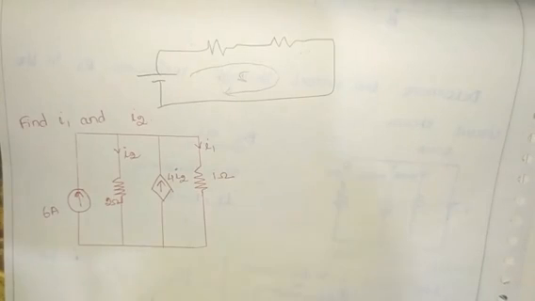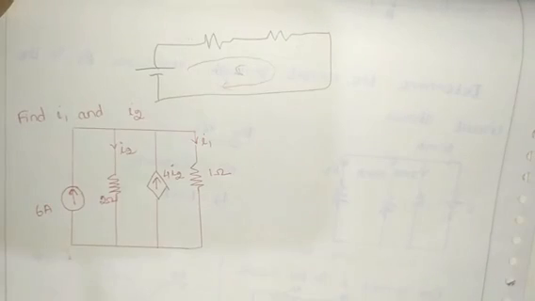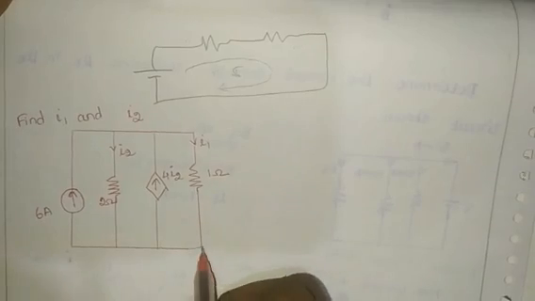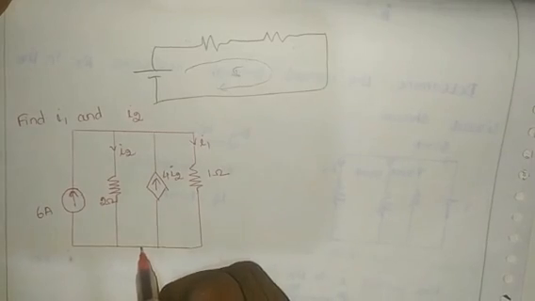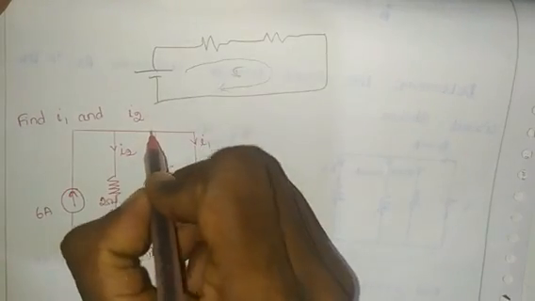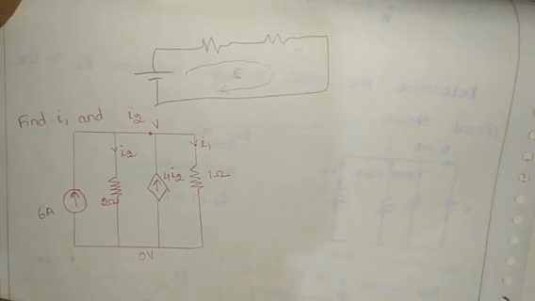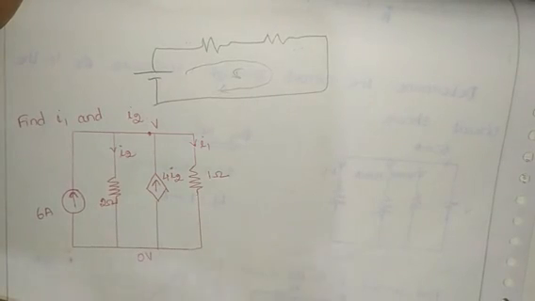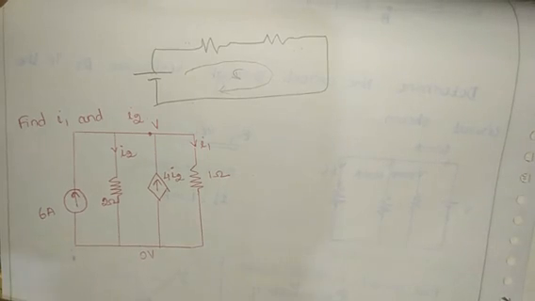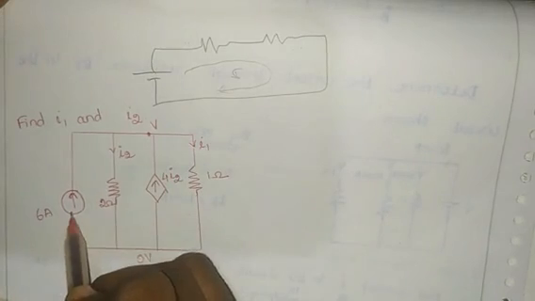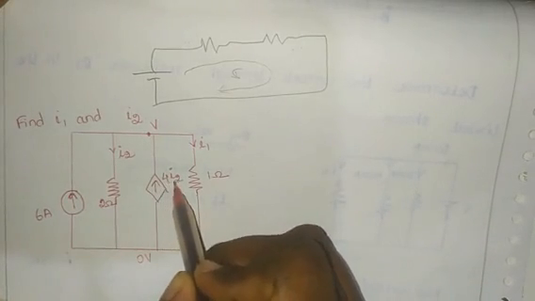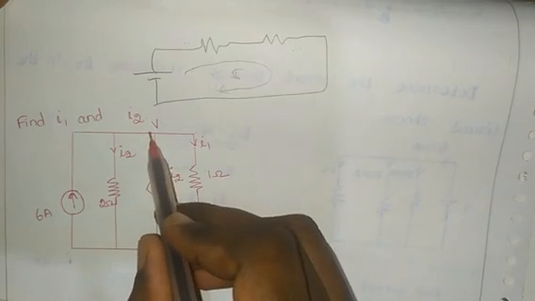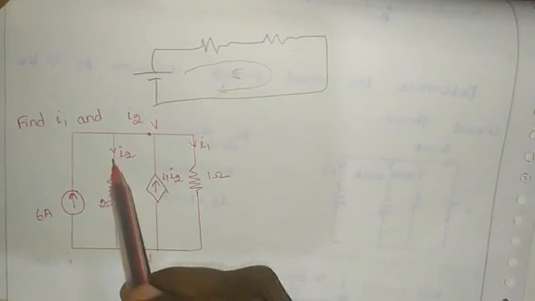The question is to find I1 and I2. There are two nodes in the circuit, node 1 and node 2. We shall consider this node as the reference node with potential 0 volt and this node with potential V volt. So now we can write KCL for this node. By KCL, the sum of the currents entering the node is equal to the sum of the currents leaving the node. Which currents are entering the node? The 6 ampere current and a dependent current source 4I2. These two currents are entering the node V, and the currents I1 and I2 are leaving.